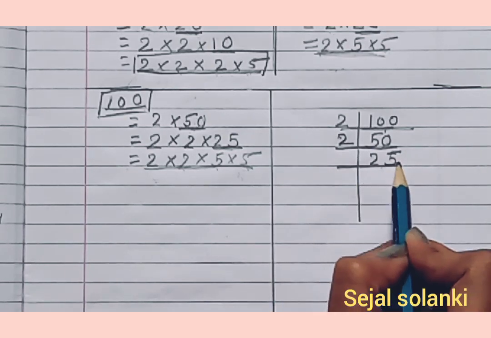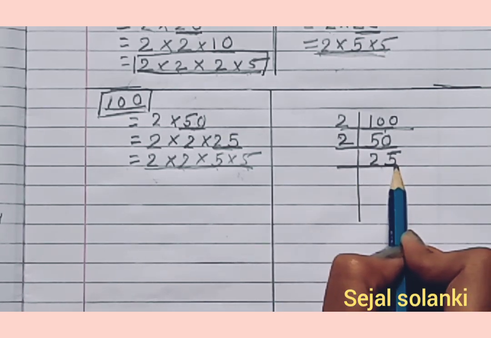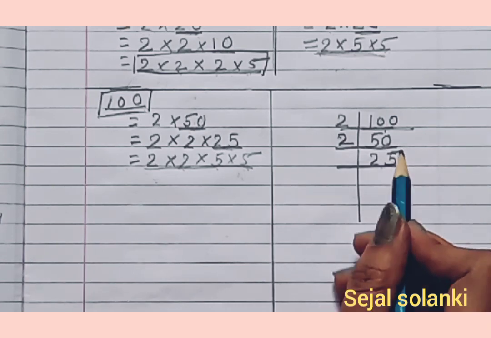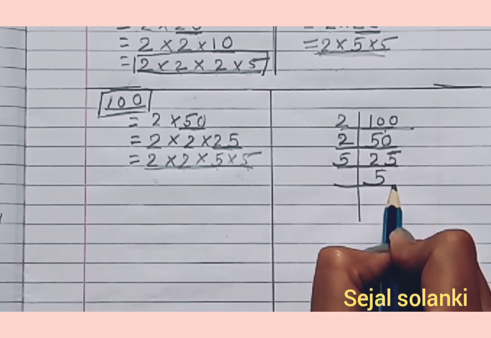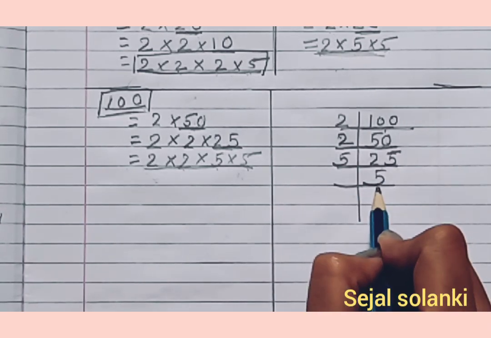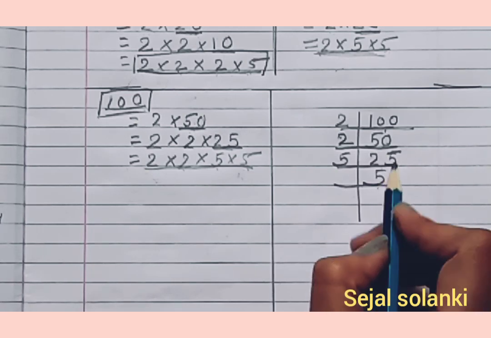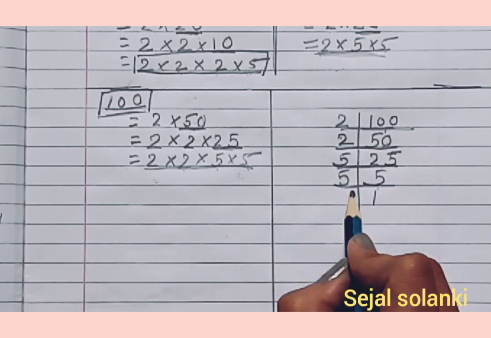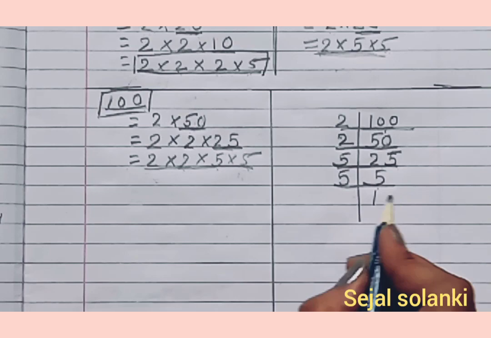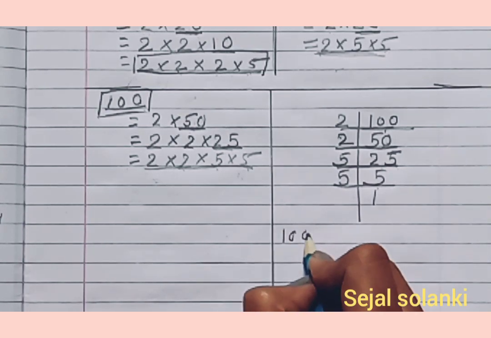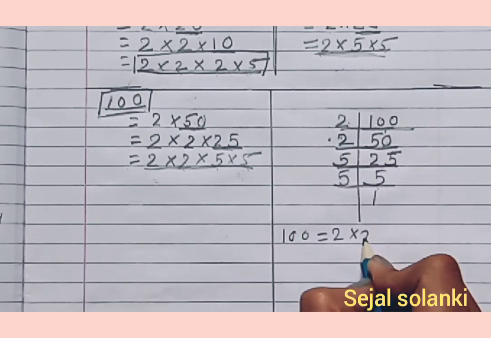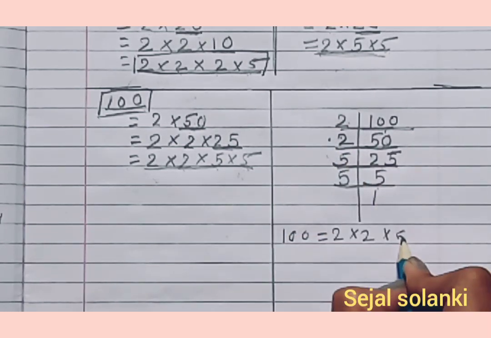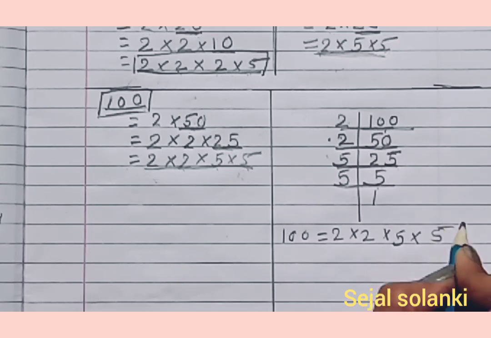Now is 25 even or odd? It is an odd number. At last 5 is there. So we know 5 5s are 25. 5 is a prime number. We reached the prime number. So what will we write? 5 1s are 5. So the factors of 100 are 2 multiplied by 2 multiplied by 5 multiplied by 5.